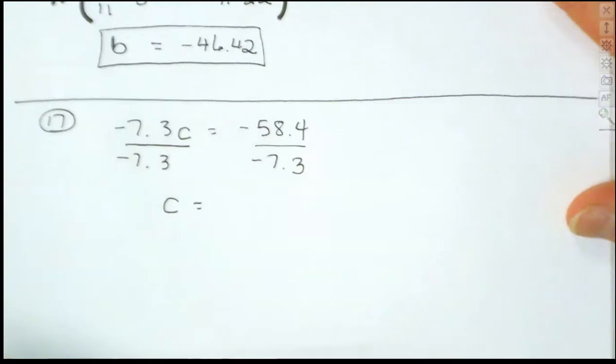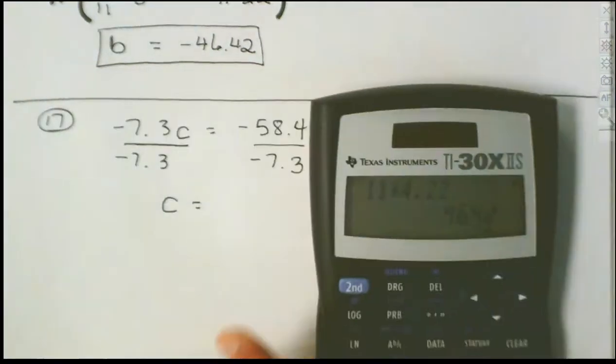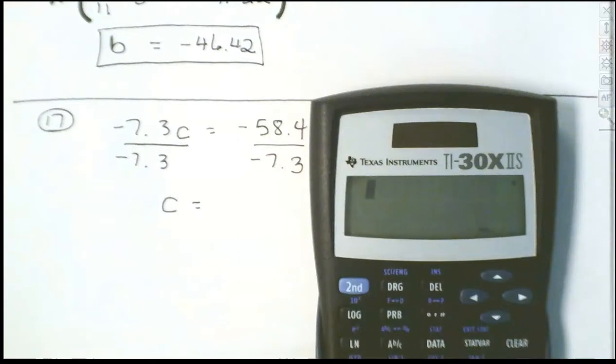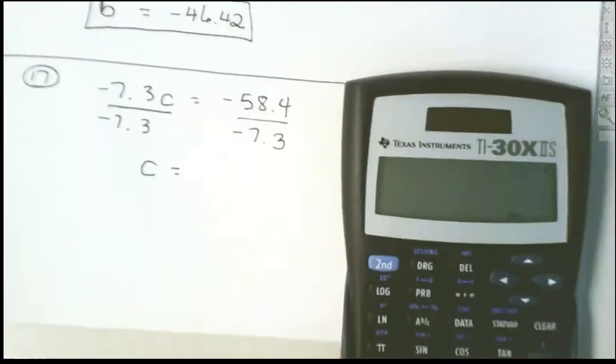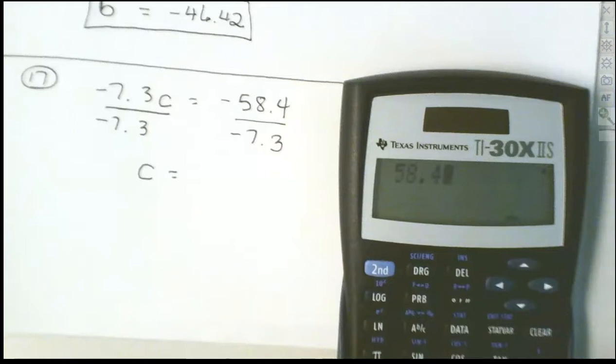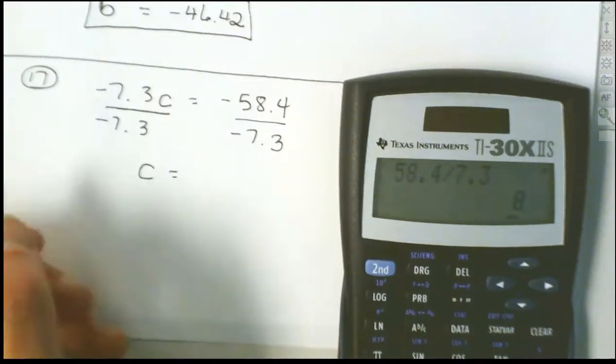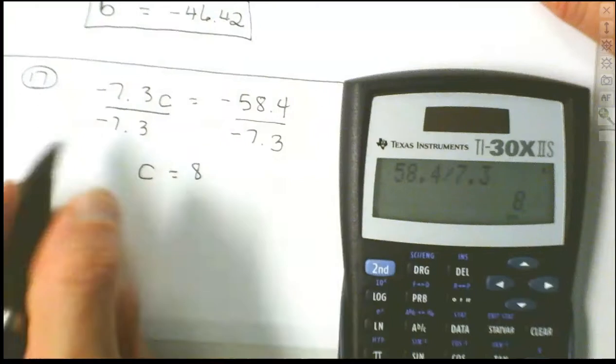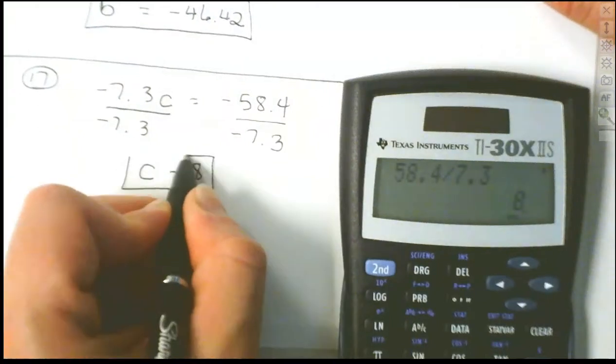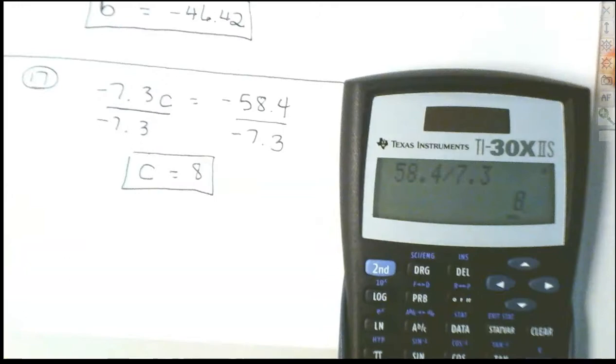What do we know about our answer? Is our answer going to be a positive number or a negative? Positive. Why? Because a negative divided by a negative is a positive. Now we just simply, on the decimals, use our calculator. So we've got 58.4. We're going to divide that by 7.3. We know our answer is positive, so we don't even have to worry about the signs. And that gives us a final answer of C equals positive 8.